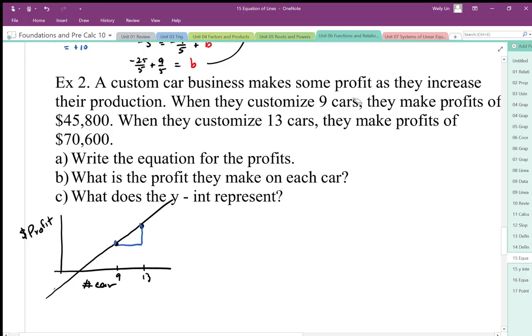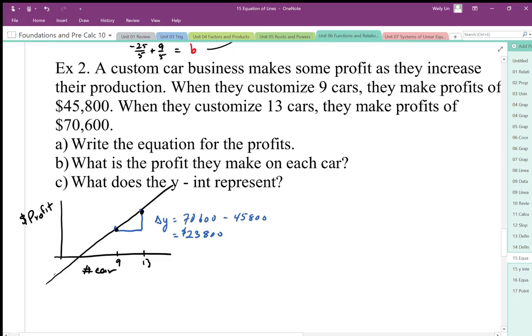So again, once we establish the independent and dependent variables, we need to find the rate of change of this, or the slope of this. The slope is going to be the change in the profit. So the change in the profit is going to be 70,600 minus 45,800. I'm going to have to do some mental math here. So 69,800 minus 45 is $23,800.